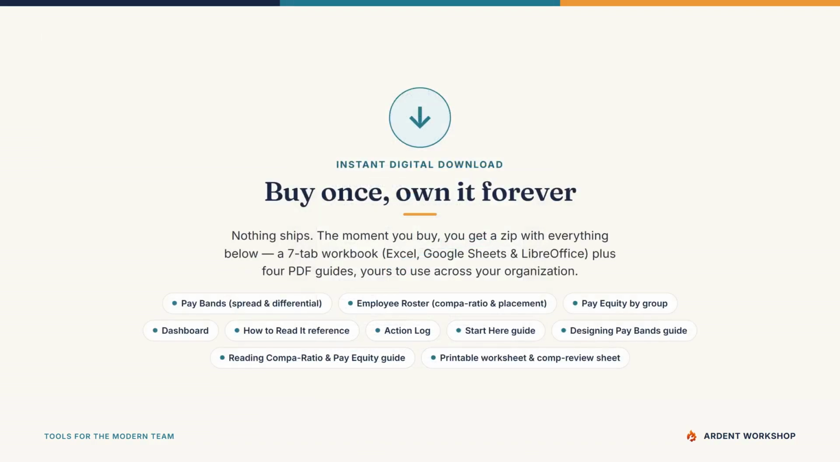And you own it outright. No seats, no monthly fee, no salary data behind someone else's login. Just a structure you keep and update on your own terms.